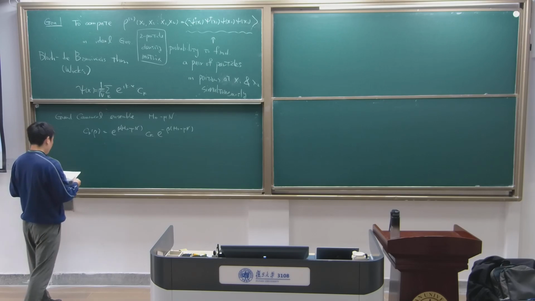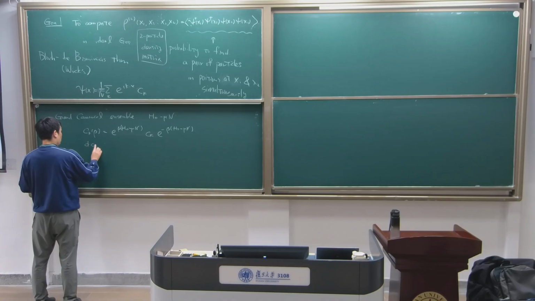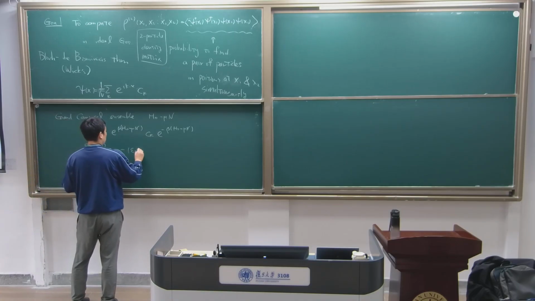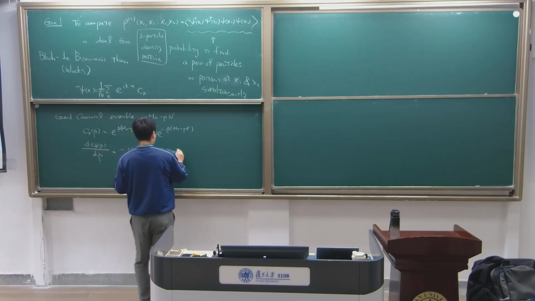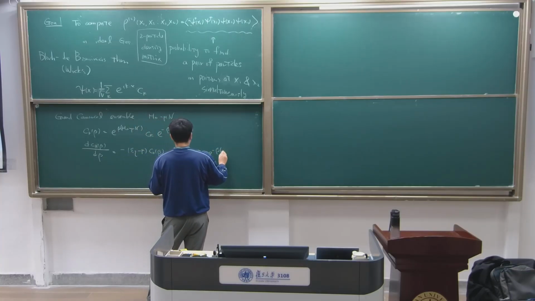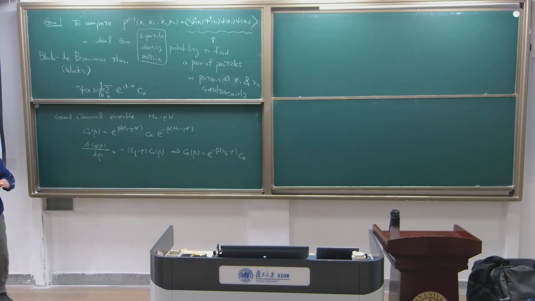And if you solve the Heisenberg equation, it is given by minus, like this way, you get e to the plus, and then the time evolution of the momentum.